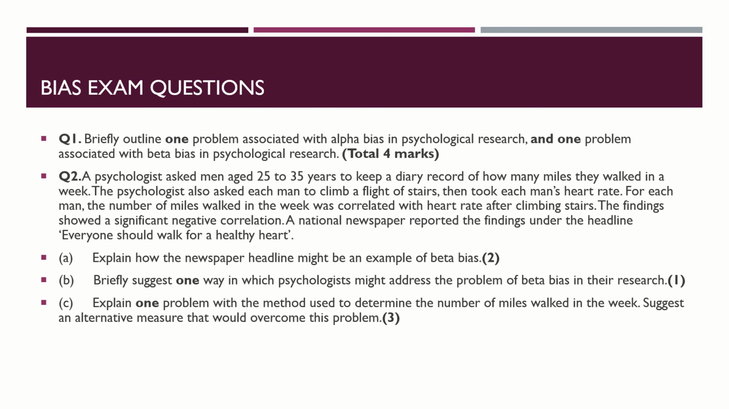For example, outline one problem associated with alpha bias in psychological research and one problem with beta bias. You need to consider the problems, what's the impact of those things. That one's more for gender. And then here we've got another one about gender. So one that hasn't been asked as much is cultural bias.